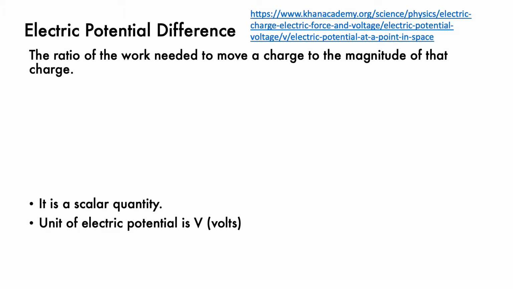Now there are different formulas for electric potential difference. The first one is work done per unit charge. Delta V is equal to work done per unit charge. So this delta V is the symbol for electric potential difference. Work is represented by W, and Q, we know that it's charge.